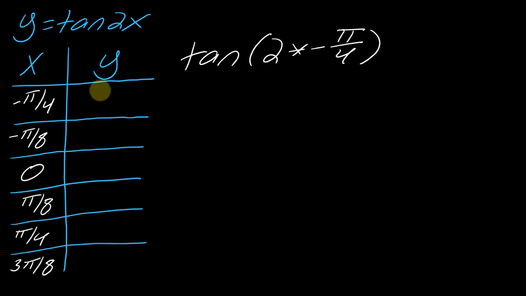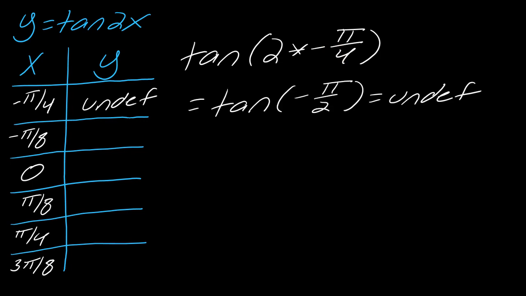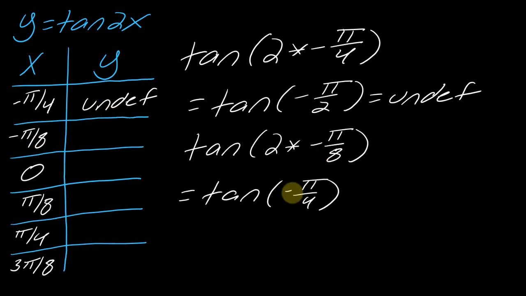So I can just plug these in. Tangent of 2 times -pi/4, so this is going to become tangent of -pi/2, that's undefined. Now remember, this was supposed to be an asymptote, so it's fine that it's undefined. That is what we were hoping for. Next, if I move on to -pi/8 and plug that in, this is going to come out to tangent of -pi/4. You're going to start to notice a pattern with these as you graph them, and so this is going to come out to -1.